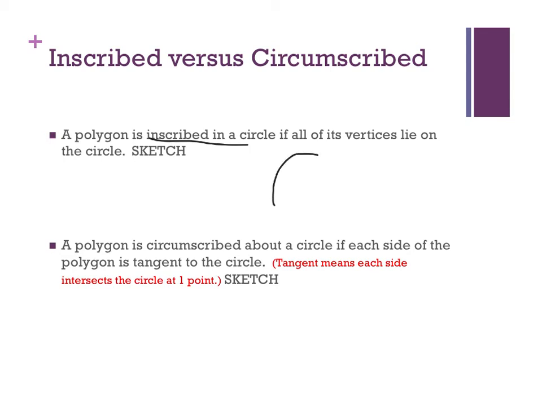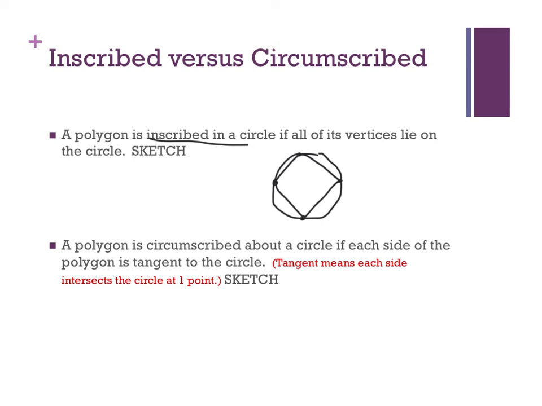So what that would mean, if I had a circle, and this is not Notability, so I can't draw it as nicely, all of its vertices would be on the circle. So I'll just draw some sort of pentagon here, or no, I'm going to draw a quadrilateral. This quadrilateral is inscribed in the circle.